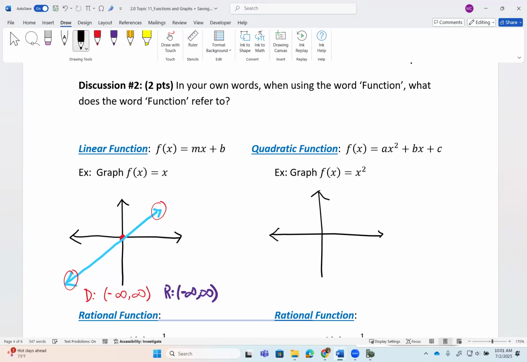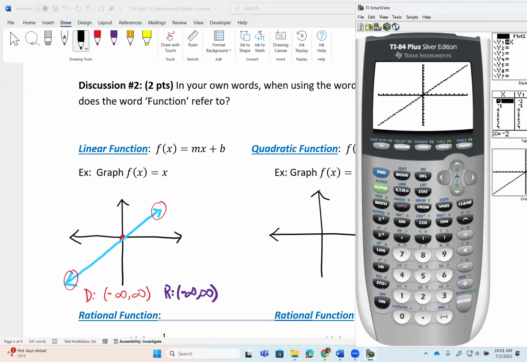Okay, so let's go to our calculator. To graph a quadratic function, go to y equals, type in the letter x, then the caret key, raising it to the second power.